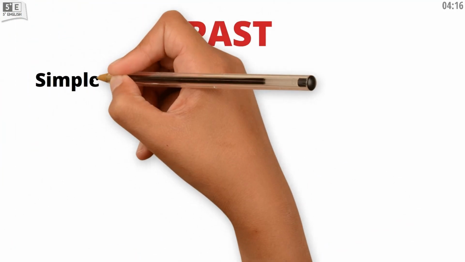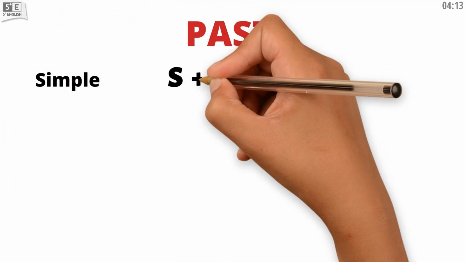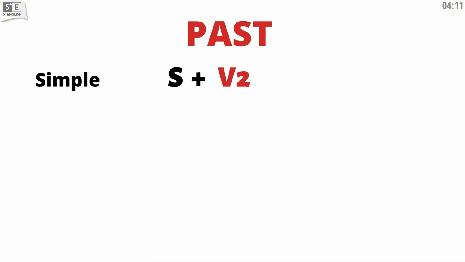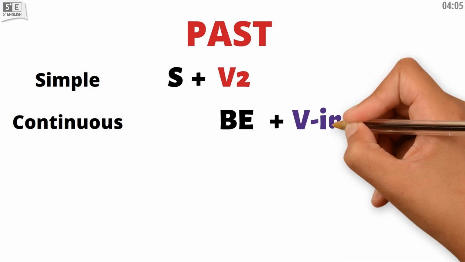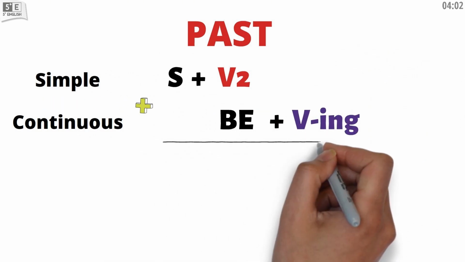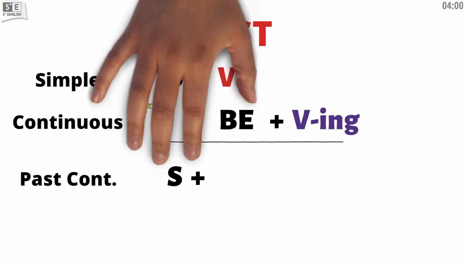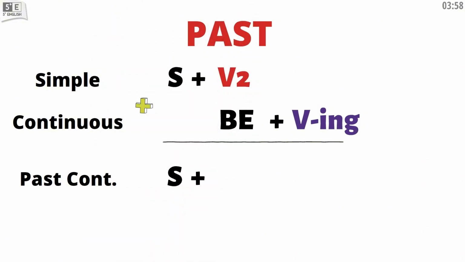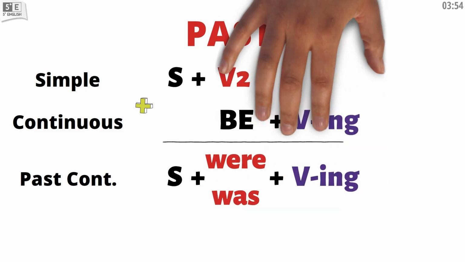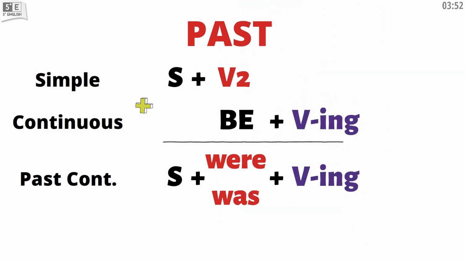Now let's move on to the past tense group. The simple past tense has the formula subject plus verb 2, just like what we mentioned at the beginning of this video. Next is the past continuous tense. For continuous tenses, we must have be plus verbing. Now let's combine these two parts. We bring the subject straight down. Verb 2 of be is were or was. We don't add anything to verbing, so we bring it straight down. So the formula for the past continuous tense is subject plus was or were plus verbing.